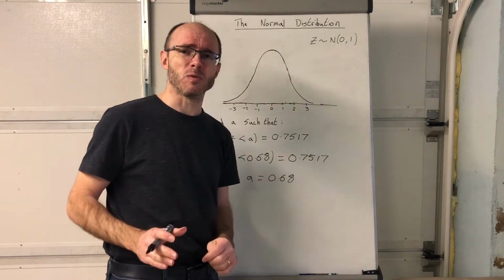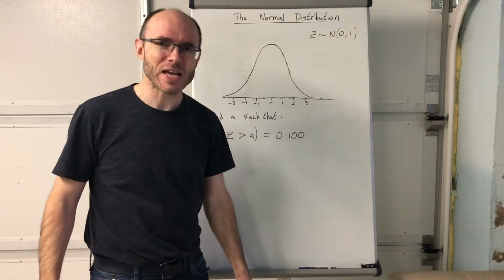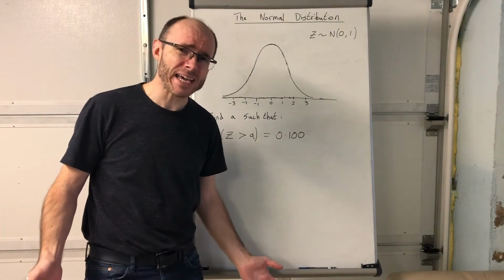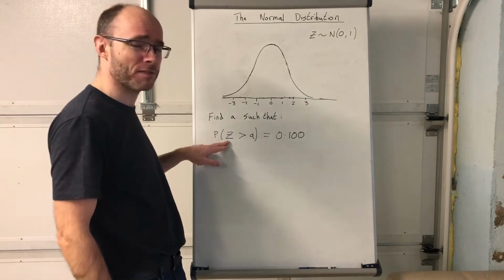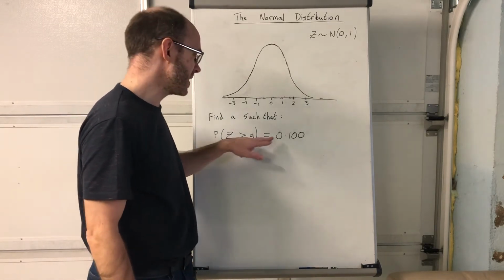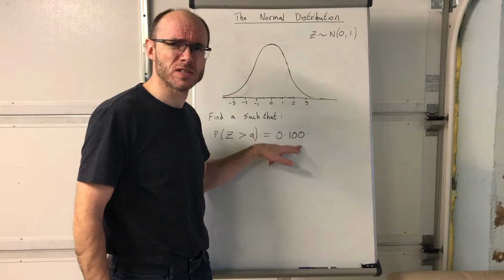Okay, let's have another one. Here's my next example then. Find A such that the probability of Z being greater than A is 0.100.